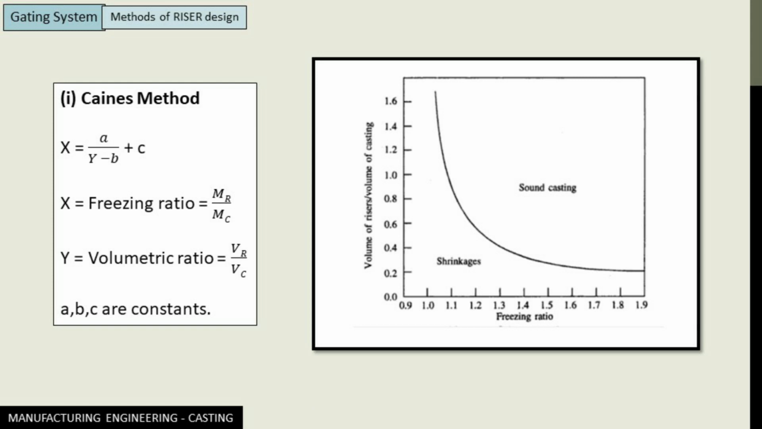Here x is the freezing ratio, which is given by modulus of riser divided by modulus of casting, and y is the volumetric ratio, which is given by volume of the riser by volume of the casting, and a, b, c remain as constants. This kind of method of riser design is very helpful in solving numericals.